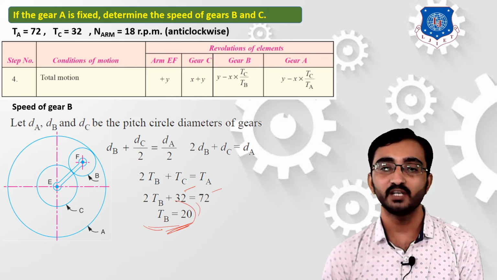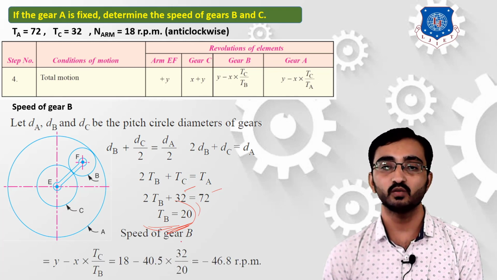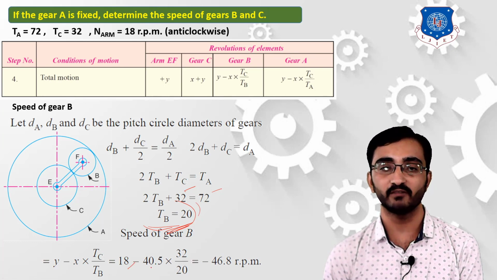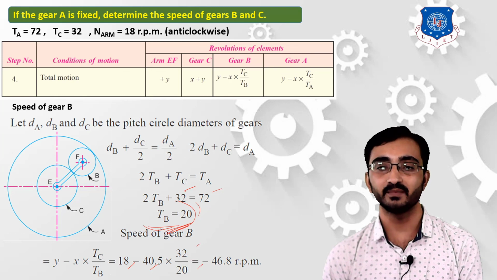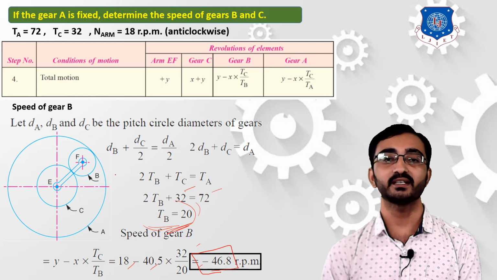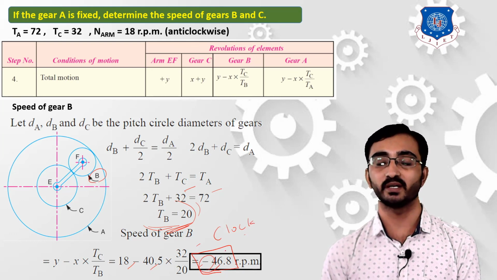Okay, so now we have the number of teeth of gear B, so we can calculate the speed of gear B. Speed of gear B is equal to y minus x TC by TB, and we have the values of y and x, so we can put the values of y, x, TC and TB, and that will give us minus 46.8 RPM. This data is reflecting that your gear B is rotating in clockwise direction because it contains a minus sign over here.